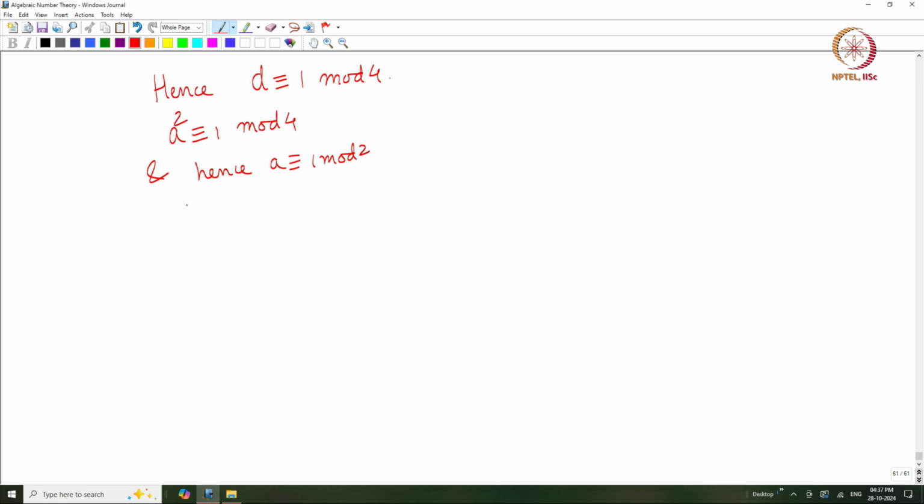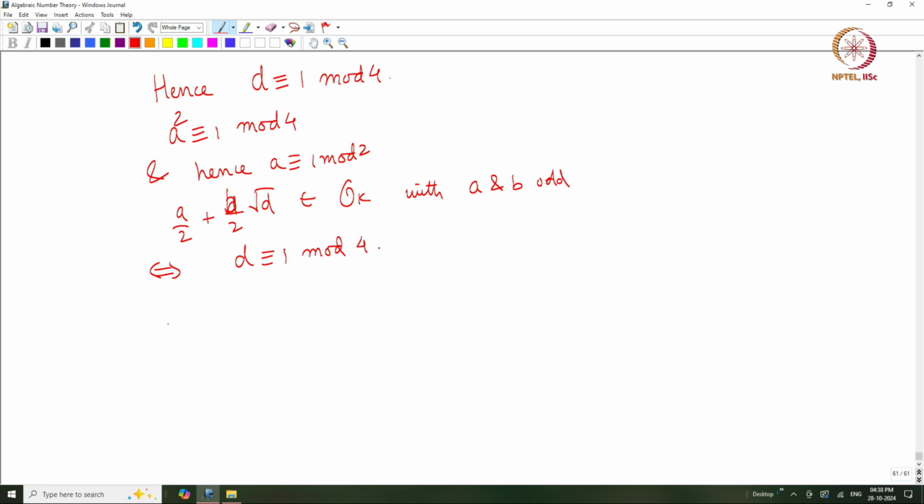Okay. So, what happens is A by 2 plus B by 2 square root of D, this belongs to Z plus Z omega, if and only if, with A and B odd, if and only if D is congruent to 1 mod 4.